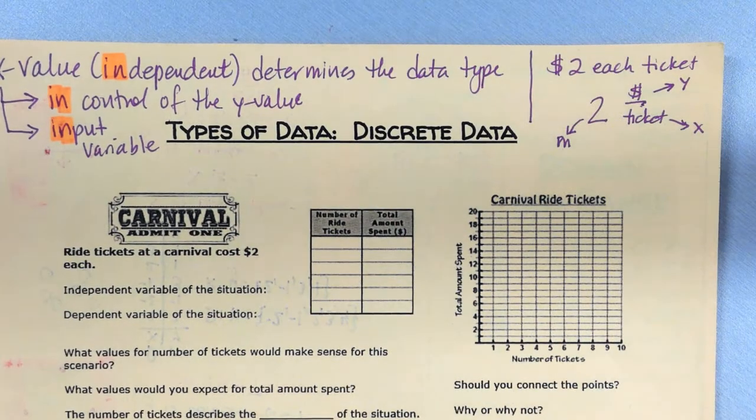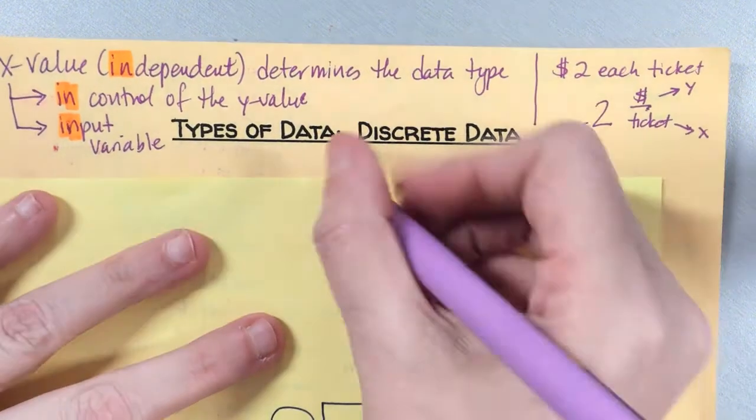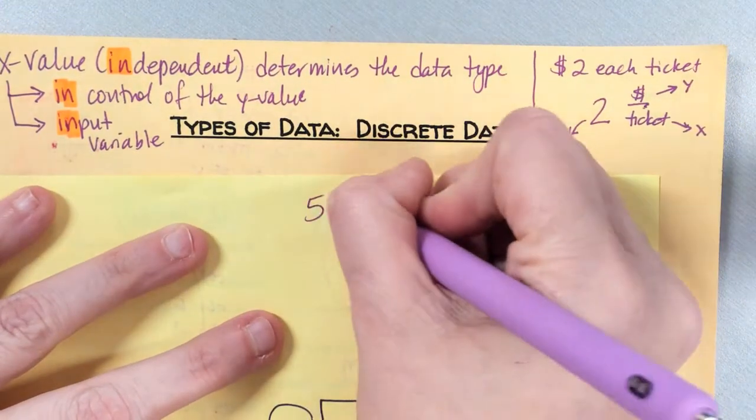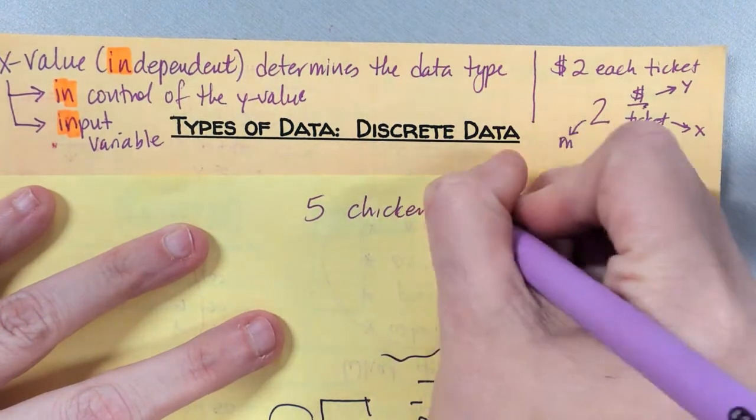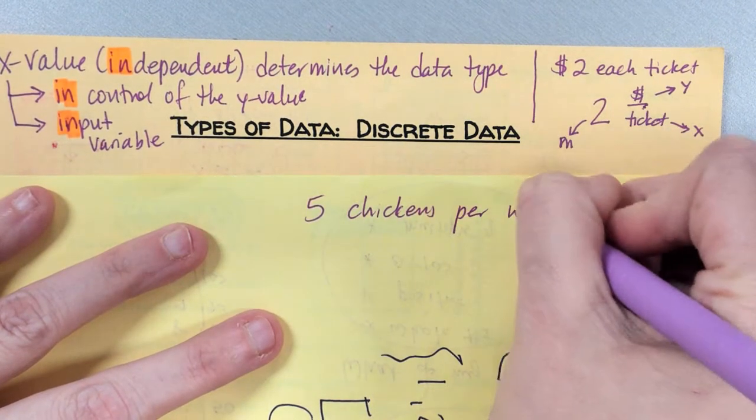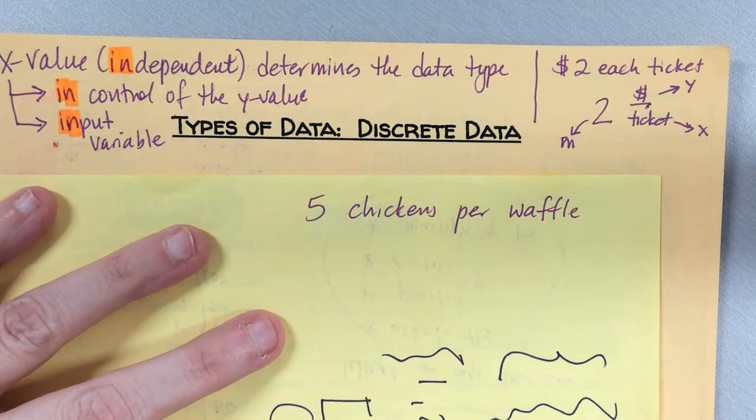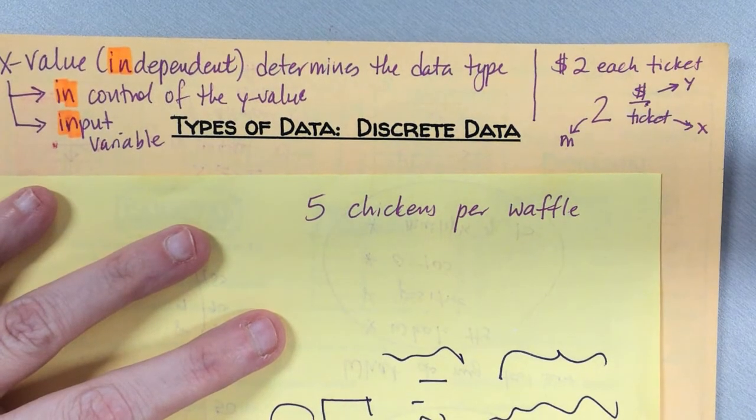I had, oh, I can't find any paper. Oh my God, this is the whole situation. So let's say I have like 5 chickens per waffle. No, you don't have to, but I'm hungry.